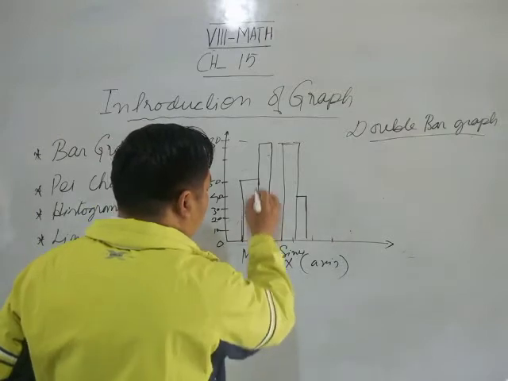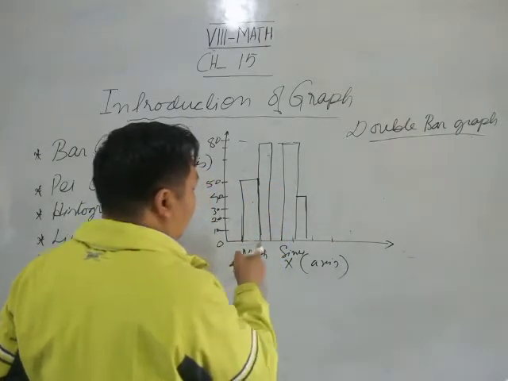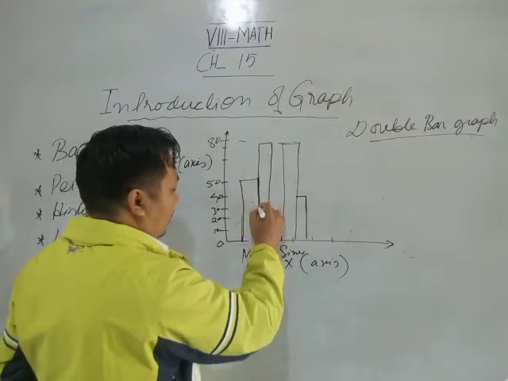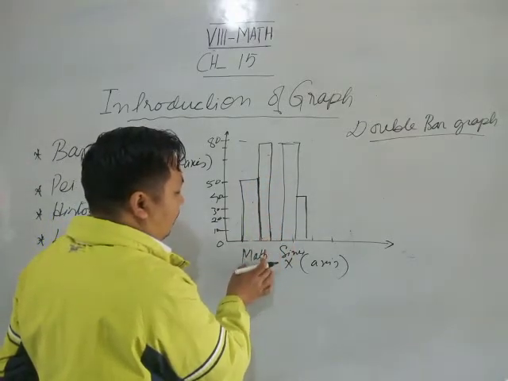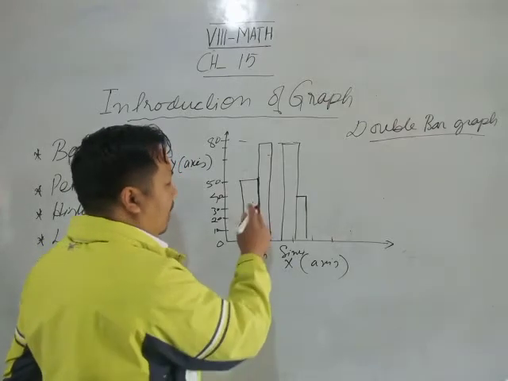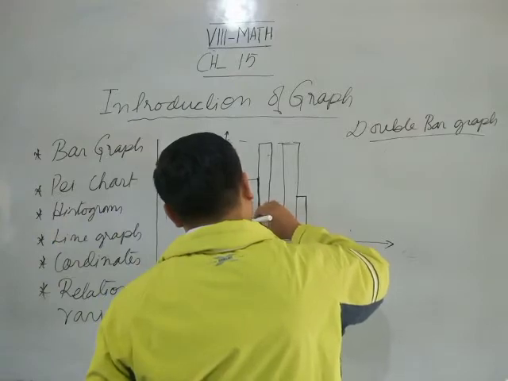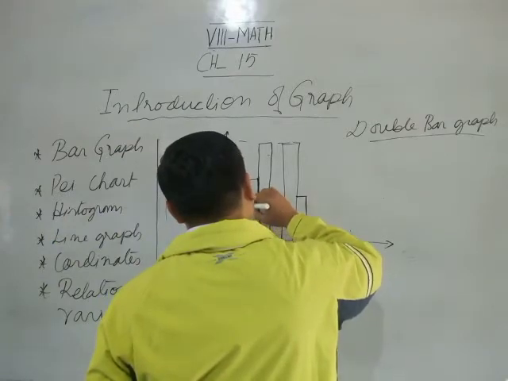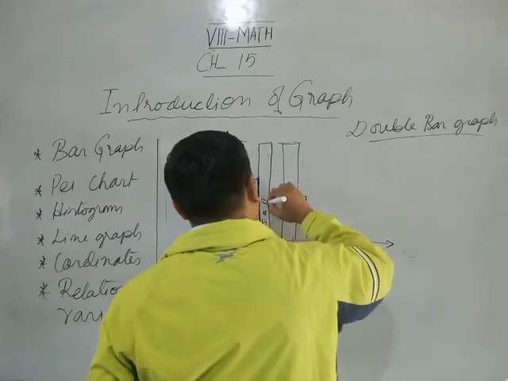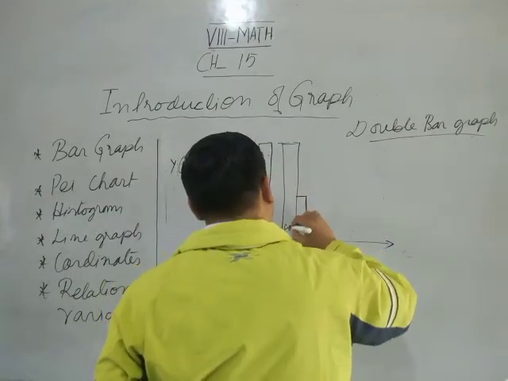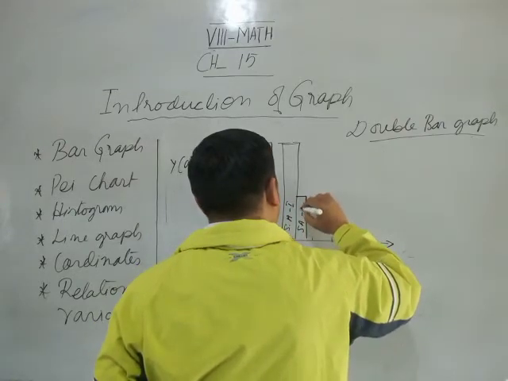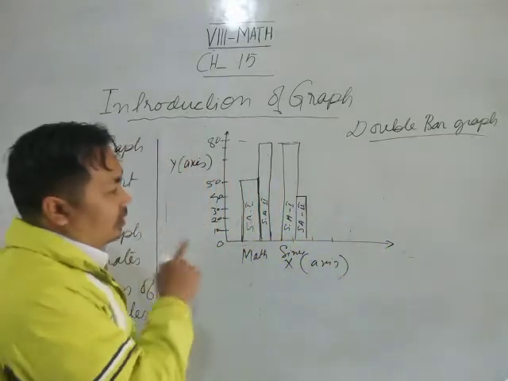These two bars, which are not having any gap, you can see here, represent the marks of the maths in half yearly and final. For example, this is for the half year, SA1 marks, and this is SA2 marks, for maths. Here also SA1 marks, and this is SA2 marks. So this is called a double bar graph.